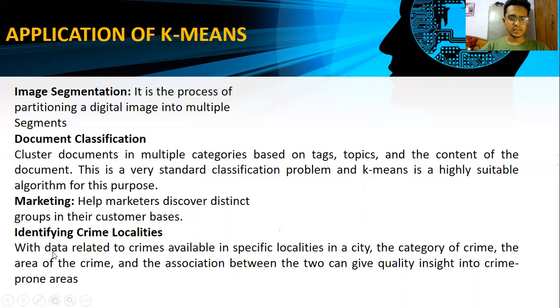Identifying crime localities. With the data related to crimes in specific localities in a city, you can identify which area of the city is most prone to crimes, and that can help police with identifying crime locations and hotspots and stopping them.